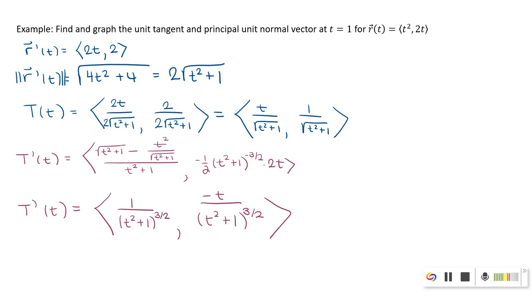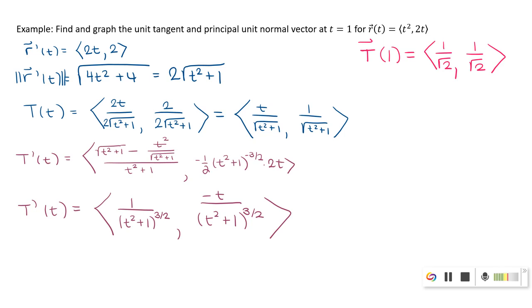All right, so there is my T prime. That's the derivative of my unit tangent vector: 1 over t squared plus 1 to the 3 halves, negative t over t squared plus 1 to the 3 halves. We still need to divide this by the magnitude of T prime to turn this into a unit vector. But because I'm done finding derivatives, I can start plugging numbers in. You don't want to plug in any numbers until after you have found all your derivatives. But T prime was the last derivative I had to find. So I'm going to plug some numbers in.